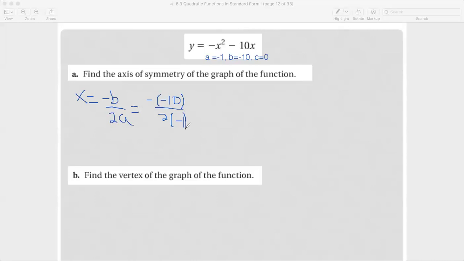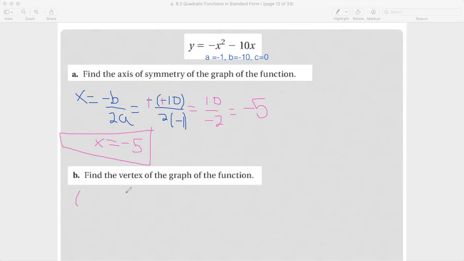Okay, so lots of negatives here. Two negatives make a positive. And then I'm going to have 10 over negative 2, which further cleans up into just a -5. So your line of symmetry is at x equals -5. All right.